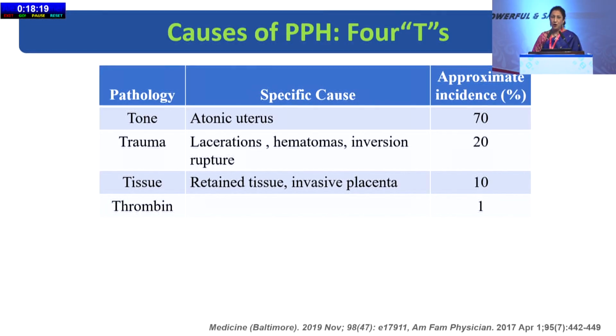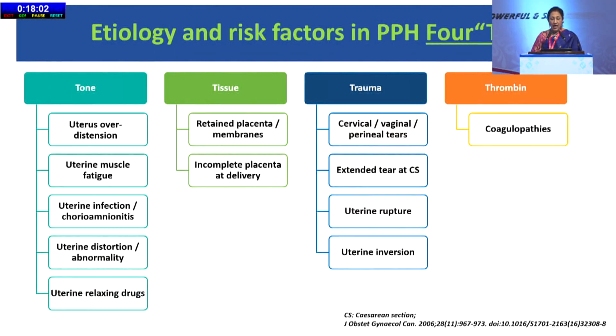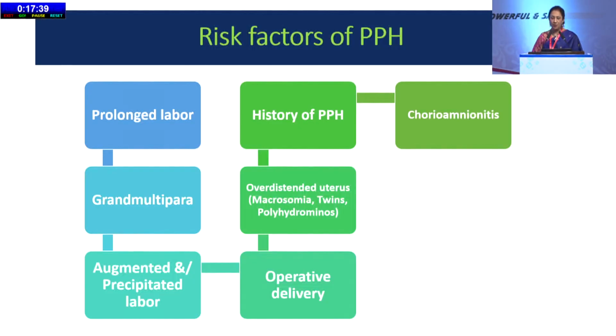If we look into the 4 important T's as the causes of PPH, they are tone, trauma, tissue, and thrombin. Atonic PPH is responsible for 70% of the causes of PPH. It takes a major toll. The tone may be disturbed due to uterine overdistension, muscle fatigue, infections, distortion, and relaxing drugs that we are going to use. For the tissue, we have retained placenta, incomplete or embedding placental areas. For the trauma, we have cervical, vaginal, perineal tears, extension of tears, rupture, inversion, and of course, the coagulopathies need to be taken into account.